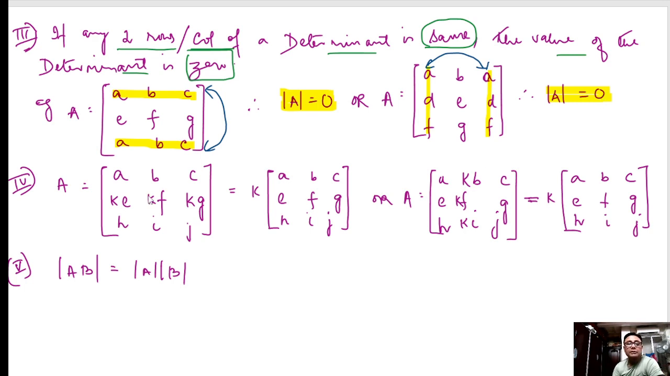Next, suppose any particular row is multiplied with the same number, so we can take out that number. Or any particular column is multiplied with the same variable, then we can take out that variable. Please keep it in mind: if we multiply any row with the same number, we can take it out. If we multiply any column with the same number, we can take it out.